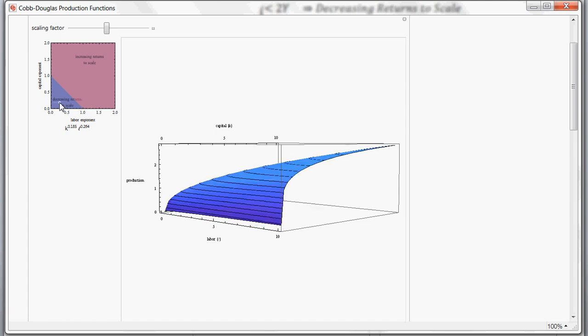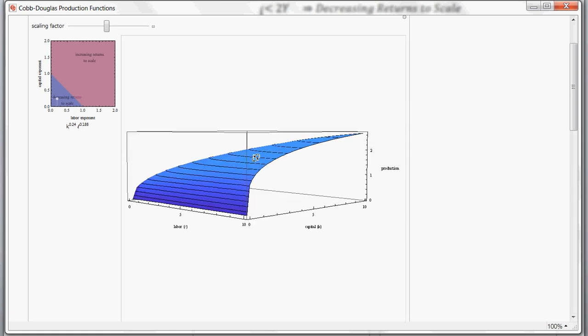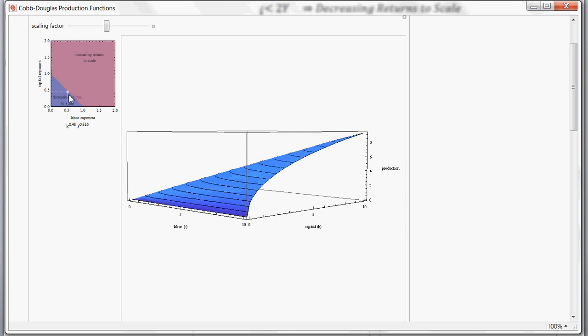And let's go to decreasing returns to scale. Once again, this point is the level of production with 5 labor and 5 capital. You have about 2.1 or so right there. If you were to double the inputs, capital and labor to 10, you get a much smaller proportional change in production. Now production is only about 2.4 or something like that. And you can see how that works with this.